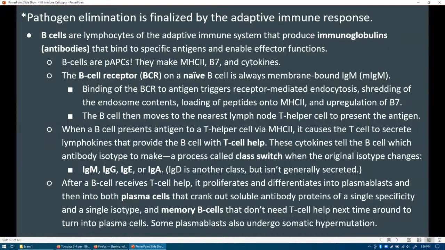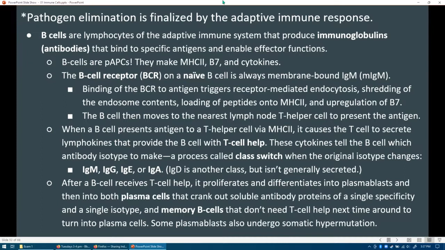The goal of this process is that the B cell wants the T cell to provide it with cytokines. And those cytokines are important activators of B cells, things like IL-6, IL-21. Pretty much any cytokine can act on a B cell. They express a lot of receptors for a lot of cytokines, but they're looking for T cell help. That is why they're antigen presenting cells.